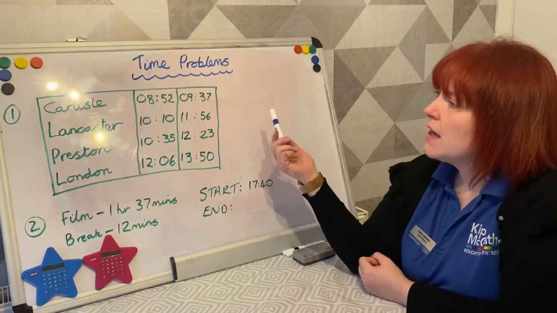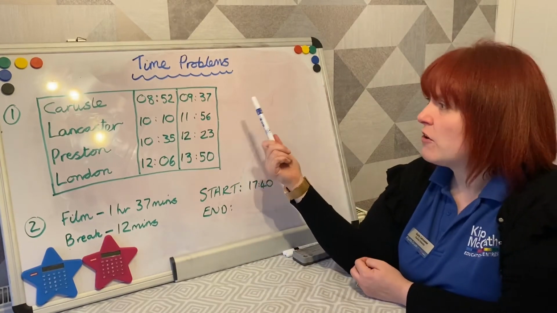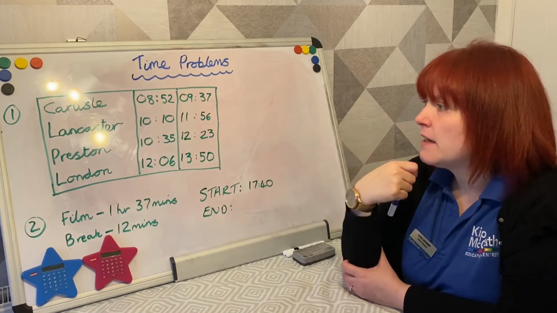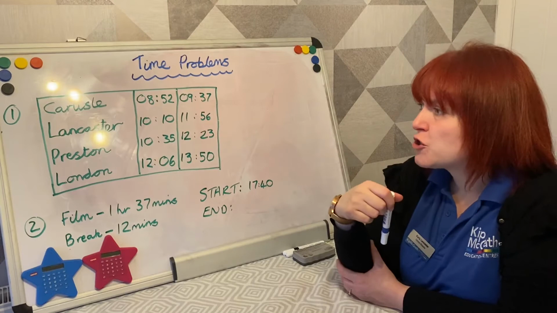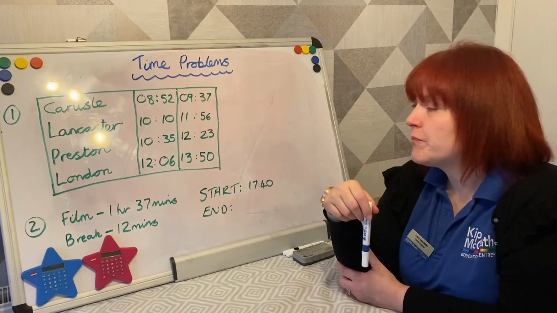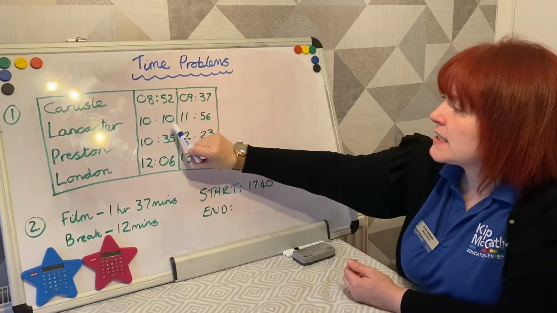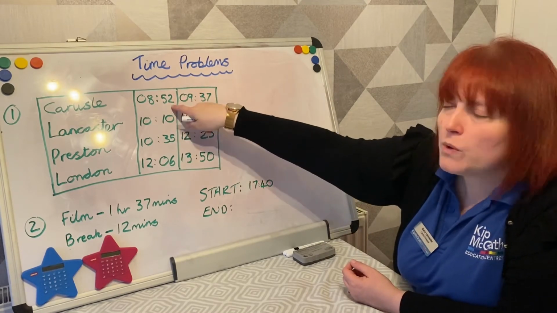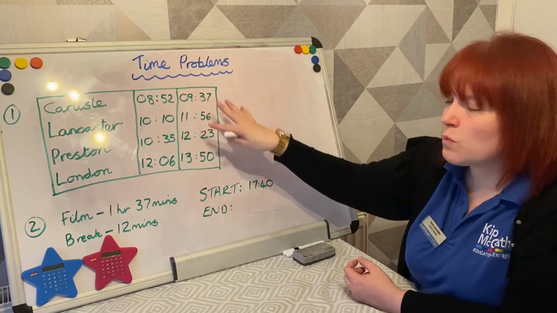So the kind of question that they might get on here is, if I need to be in Lancaster by 10:30, which train would I have to catch from Carlisle? So we look at the Lancaster, this one would get me there too late, so I'm going to have to get this one, which would set off at this time. So that's one sort of question.